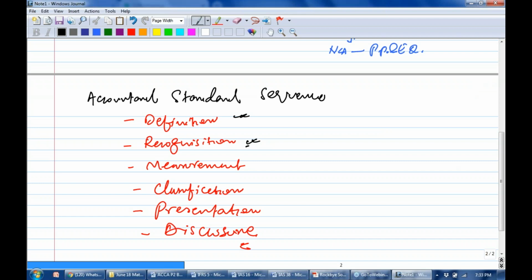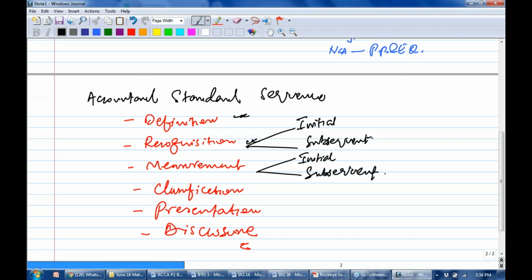Recognition includes initial recognition and subsequent as well. Measurement also includes initial and subsequent. First of all, we will consider the aspect of initial measurement. We have done initial recognition, then initial measurement. What is the meaning of initial measurement? How the asset will be initially measured.